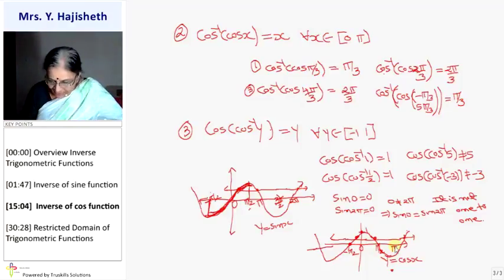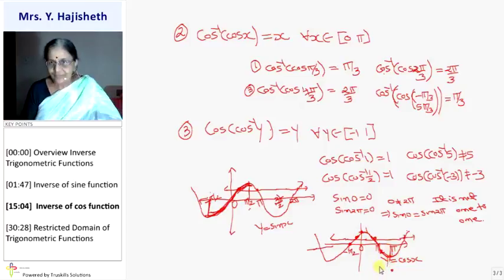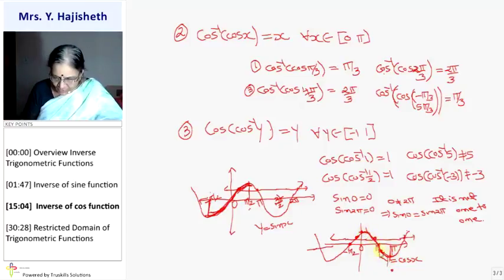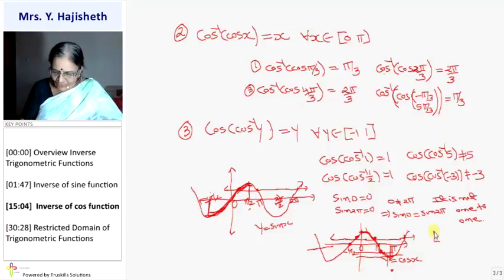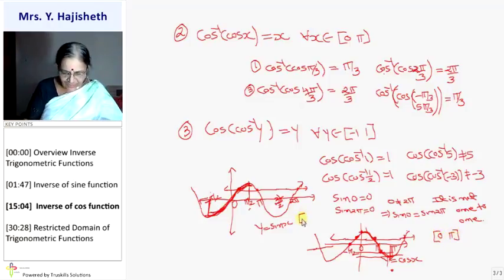But if I take the graph between 0 to pi, see. The graph is between 0 to pi. Now you draw any line parallel to the x-axis. It intersects the graph in one point only. So my restricted domain of cos is 0 to pi and restricted domain of sin is minus pi by 2, pi by 2. You will ask me, why madam minus pi by 2, pi by 2?